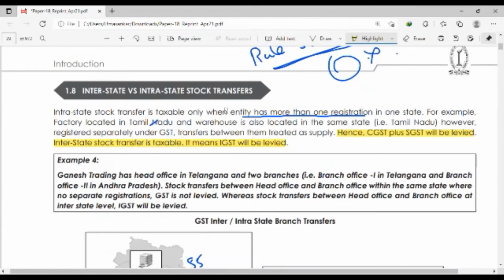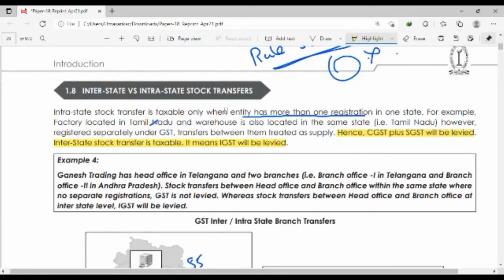Suppose we take the example of Tamil Nadu. In the state of Tamil Nadu, the factory is located at one place and the warehouse is located at a different place. Case 1: both the factory and the warehouse have the same registration. Second case: both units, the factory and the warehouse, have two different GST registrations. How will the stock transfer be affected?